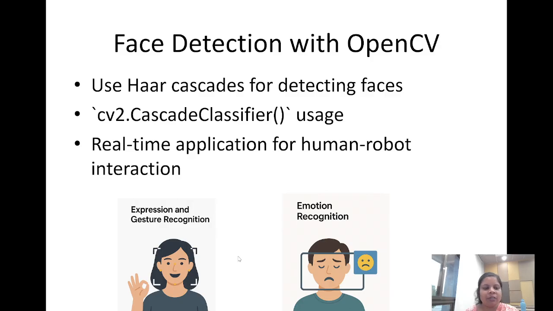Which requires more advanced models, but it starts with face localization. So it is used for real-time interaction, for human-robot interaction. And you can see this is expression and gesture recognition, and this is emotion recognition, where it is recognized that a person is sad.